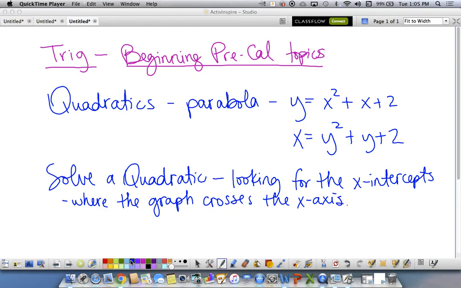okay? So you're looking for what does x equal, okay, when y is 0. Sometimes they're called the roots. You're looking for the roots of the equation. You're looking for the solutions. You're looking for the x-intercepts. So all those things, when they talk about that, they mean the same thing, okay? So we're going to talk today not about how to solve them, but I want you to know 4 different ways to solve a quadratic, okay? So I've got some equations, and we're going to take one equation, and we're going to solve it 4 different ways and get the same answer all 4 times.